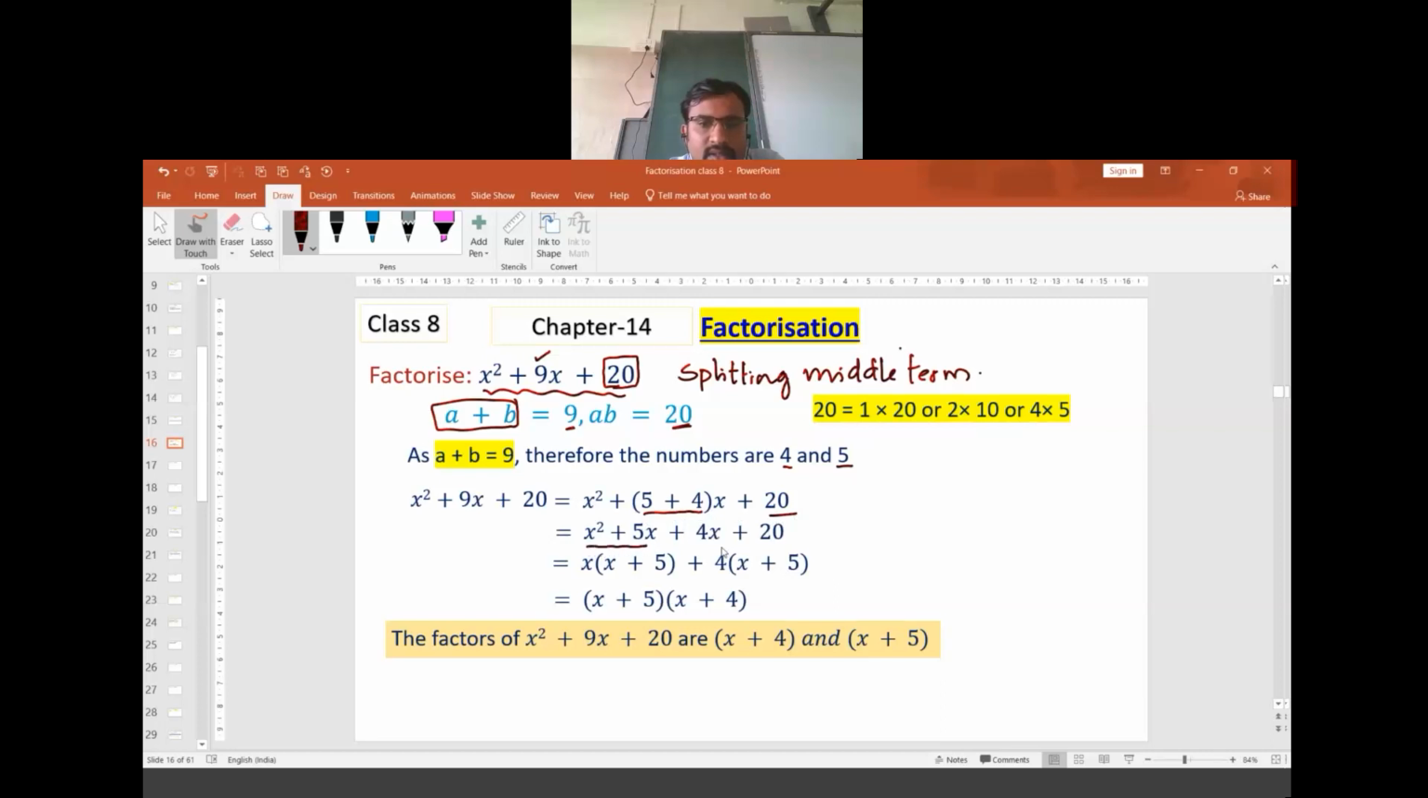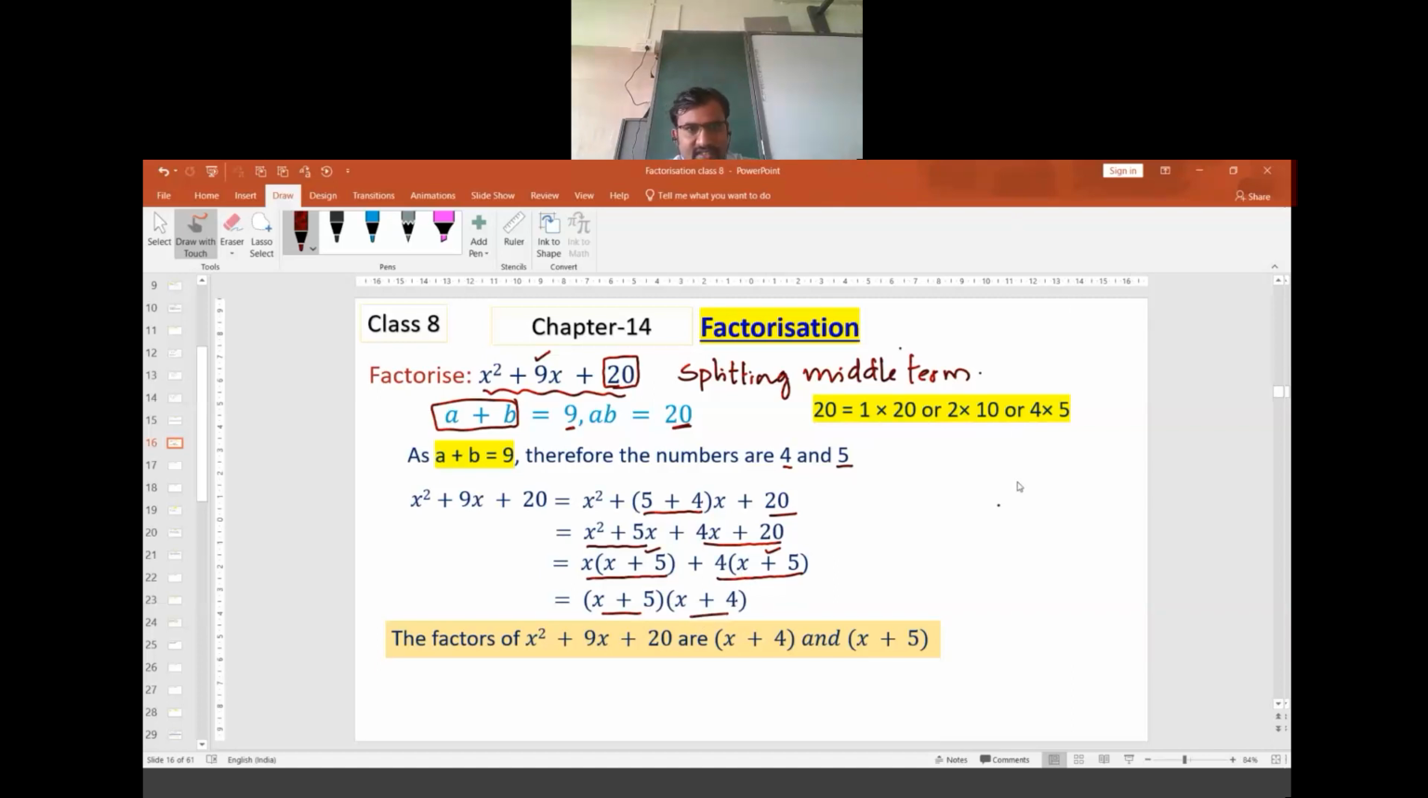So we have to group two terms together. Then we have to take common. If x is taken common, we get x plus 5. If 4 is taken common, we get x plus 5. Now we get x plus 5 as common. So we get x plus 5 into x plus 4. So all of you have understood this.